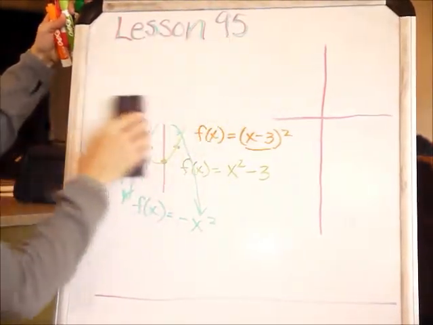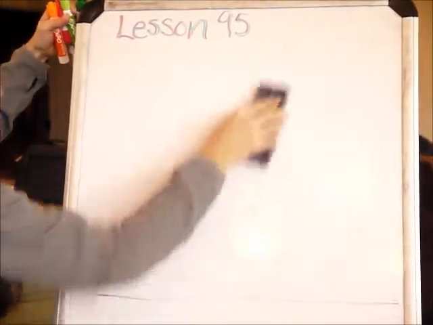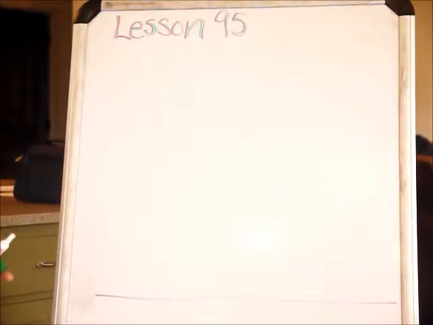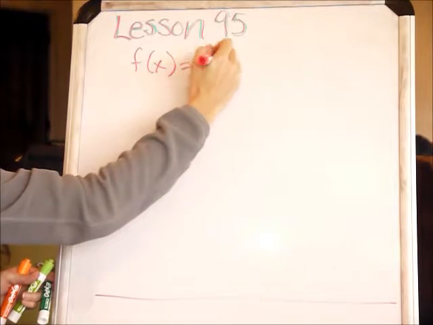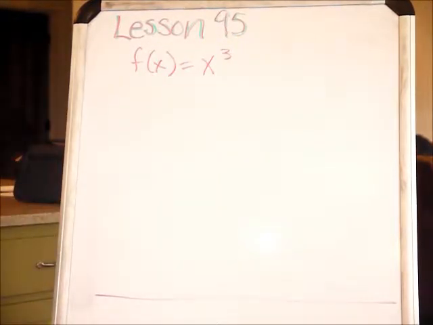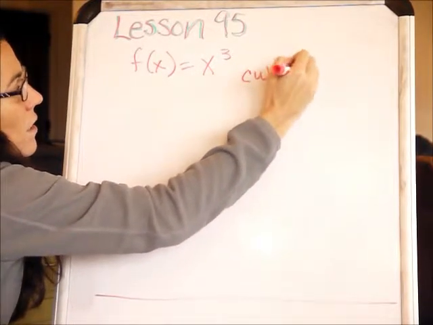What does that picture look like? The parent function of something. First of all, what's it called? I called it a cubic, right? Cubic, because anything to the third power we call a cube. So f of x equals x cubed. That is called a cubic function.